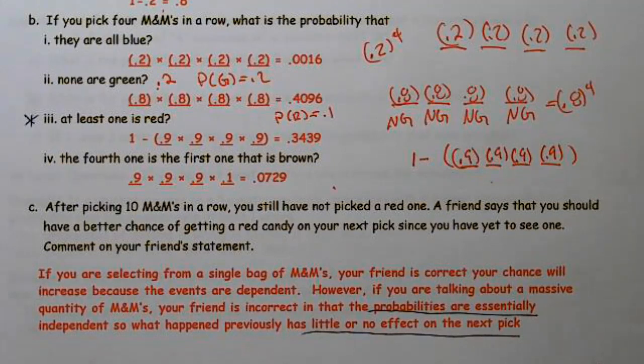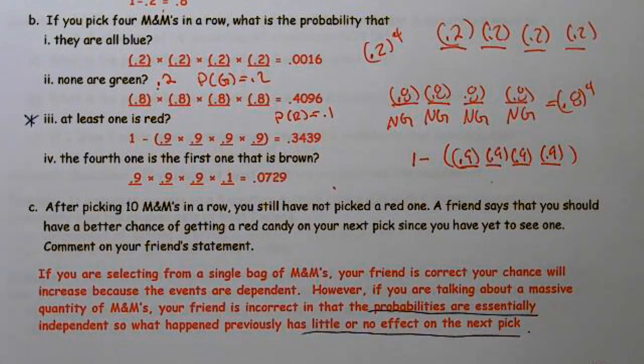Honestly, we'll talk about that in the third quarter. But for right now, consider this. If you're drawing from a single bag of M&Ms, the percentages change and they're dependent events. But if you have a massive, massive quantity, you can sit there and go, negligible, no effect. All right. And we'll talk more about that next quarter. But for right now, we're going to be focusing on the fact that they're dependent.